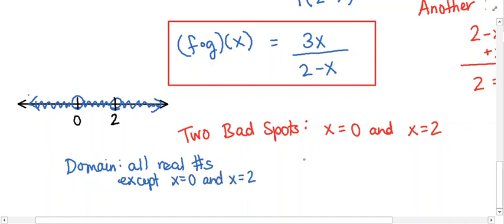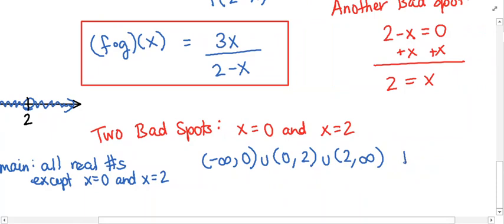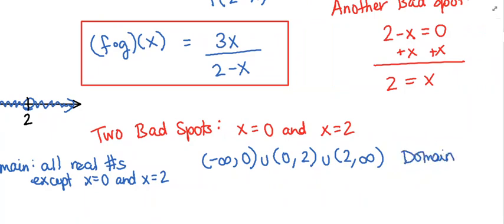And we know in interval notation, if we just read across the number line, this is going to be negative infinity to 0, exclude 0 with parentheses, pick up on the other side of 0, catch everything between 0 and 2, exclude 2 with parentheses, and then pick up on the other side of 2, exclude 2 again with the parentheses, and go off to infinity. Okay, so this is the domain of this composite function.